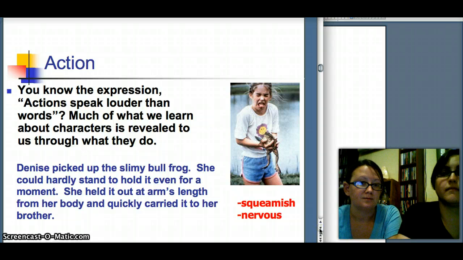Now we have action. All right, well, you've heard of actions speak louder than words. So we can learn about characters by what they do. Make sure you're writing this down. Make sure you're writing down action and this little blurb right here.